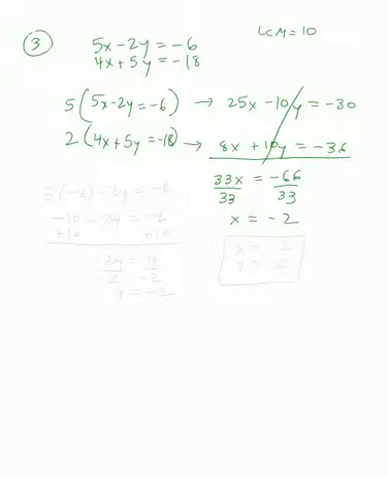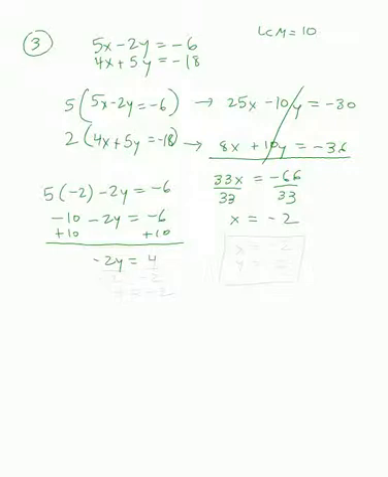Once I get my x, I plug it into either of the two equations. I'm going to use the first one. 5 times negative 2 minus 2y equals negative 6. I get negative 10 minus 2y equals negative 6. So add 10 to both sides.